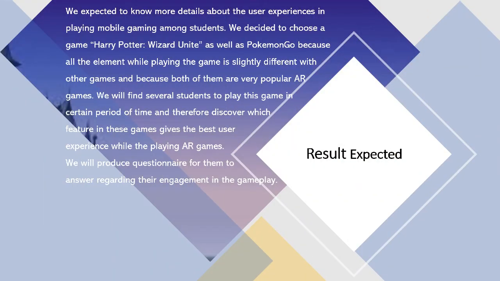We expect to know more details about the user experience in playing mobile games among students. We decided to choose the games Harry Potter Wizards Unite as well as Pokemon Go because the elements while playing the game are slightly different from other games and both of them are very popular AR games. We will find several students to play this game in a certain period of time and discover which features in these games give the best user experience while playing the AR games.